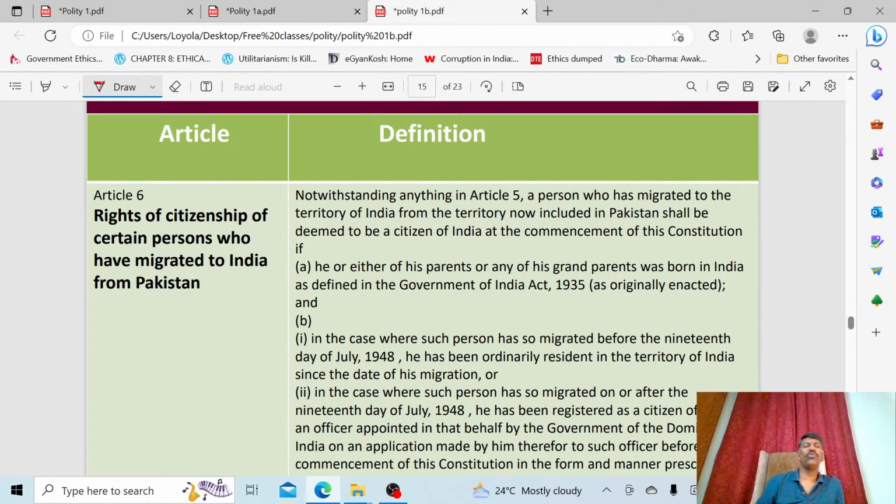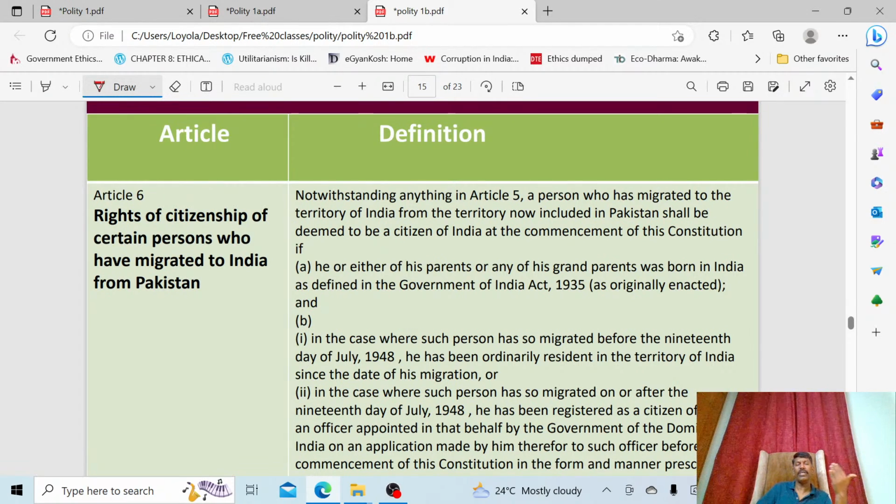Then the second idea, when I look into Article 6, the right of citizenship of certain persons who migrated to India from Pakistan. This was the condition. On the basis of that, the partition came: on 14th August 1947, Pakistan got independence, and from 15th August 1947 onwards, India got independence. While doing so, some people migrated back to India, some people migrated into Pakistan, and a lot of things and confusion came into existence.